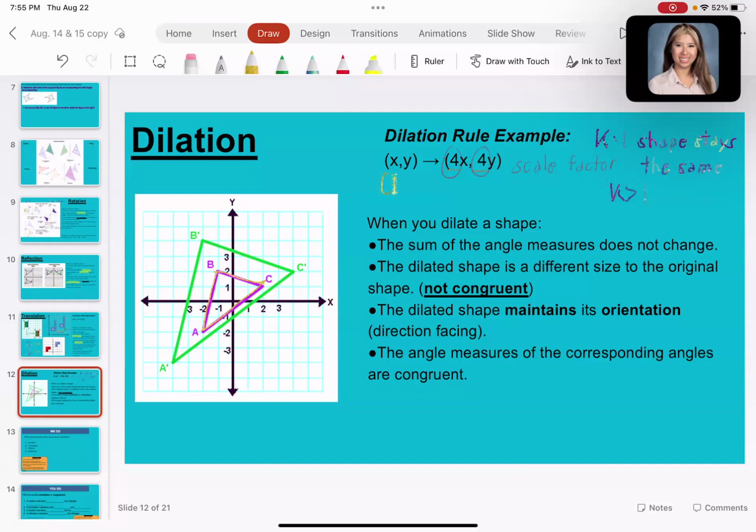So I'm going to pick 2 numbers. I'll pick 1 and 2, right? So our x is 1, our y is 2. Let's use this rule to find our new coordinates. So if we have 4x, that means 4 times x. Anytime in math we have a number and a letter, we're multiplying.